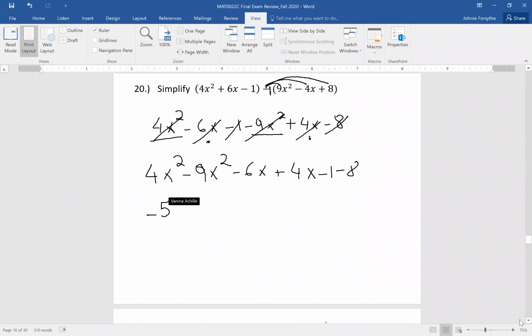So 4 minus 9, different signs. So I'm going to subtract, keep the sign of the bigger number, which is negative 9. That's 5x squared. Same thing here. I'm going to subtract because they have different signs. And I'm going to keep the sign of the bigger number, which is the 6. So this gives me a negative 2x. Right here, same signs. You add and keep the sign. So negative 9. Final answer.